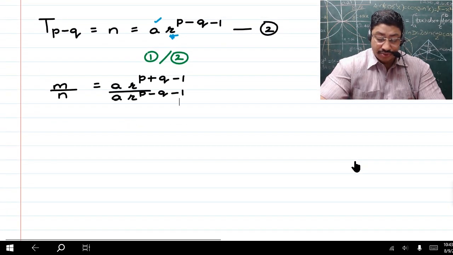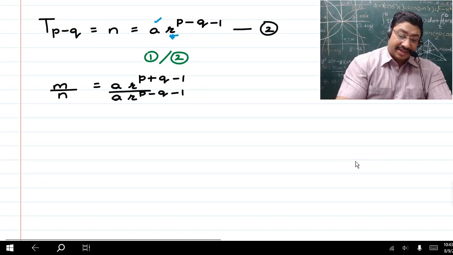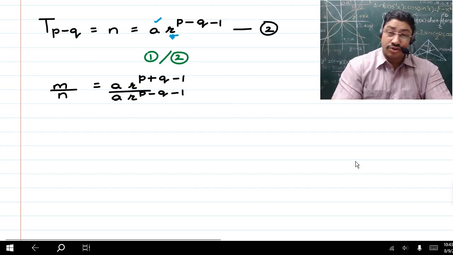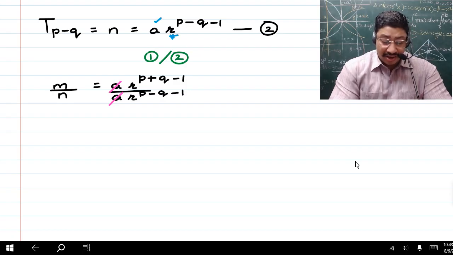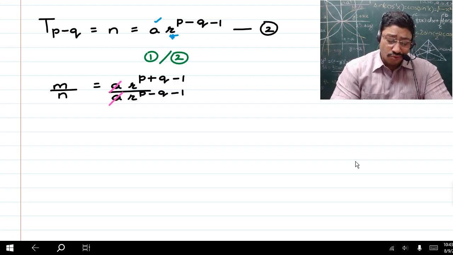And next, now what you'll do is we will be simplifying this. That means we will be cancelling off those terms which can get cancelled. So obviously this a will get cancelled pretty simply. However, if we talk about r, then we'll be using a rule of indices.